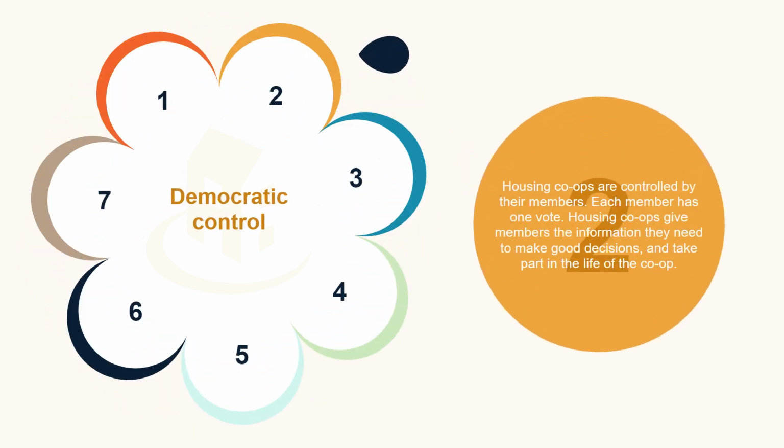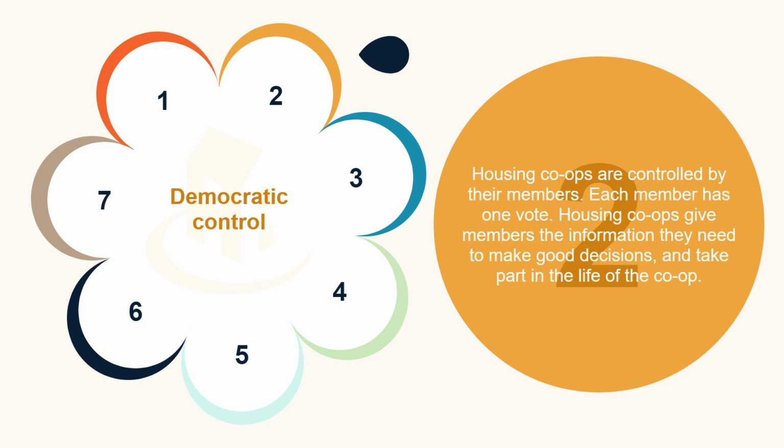Democratic control. Housing co-ops are controlled by their members. Each member has one vote. Housing co-ops give members the information they need to make good decisions and take part in the life of the co-op.